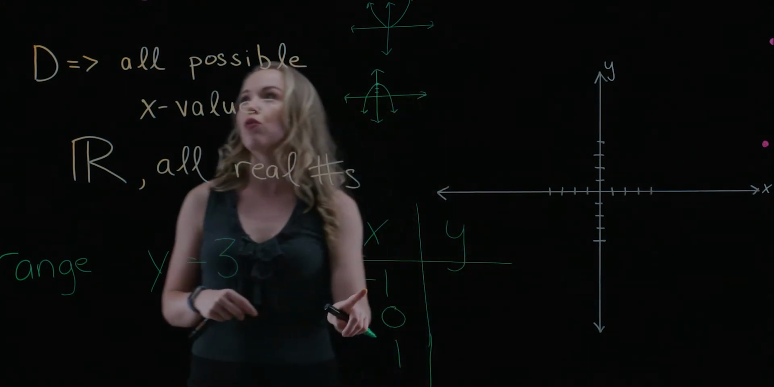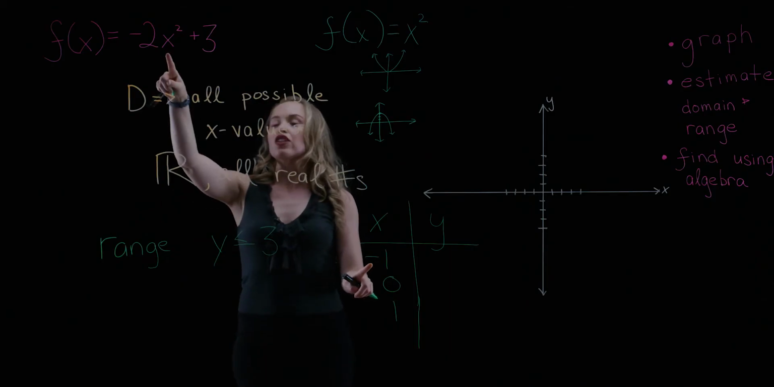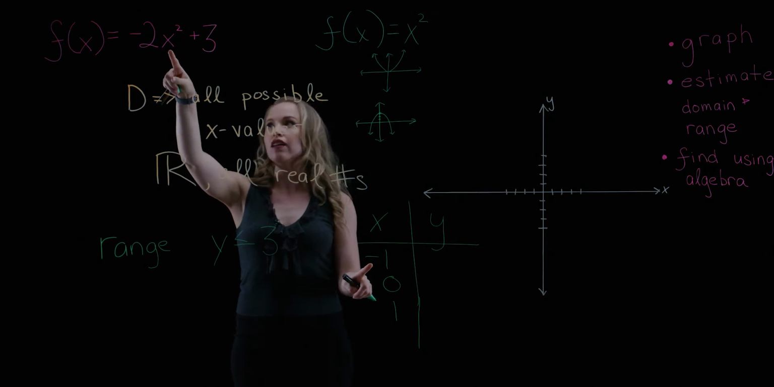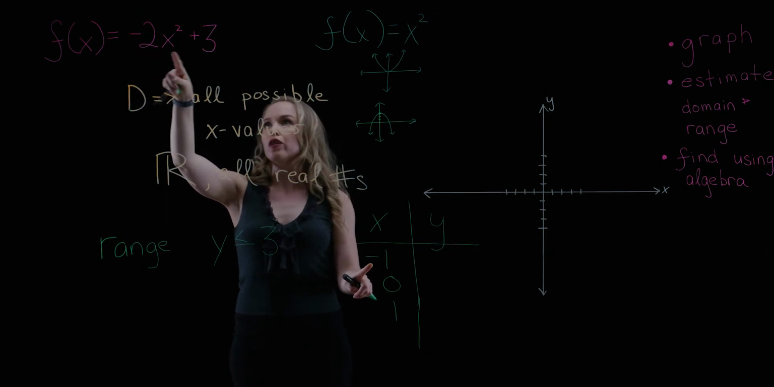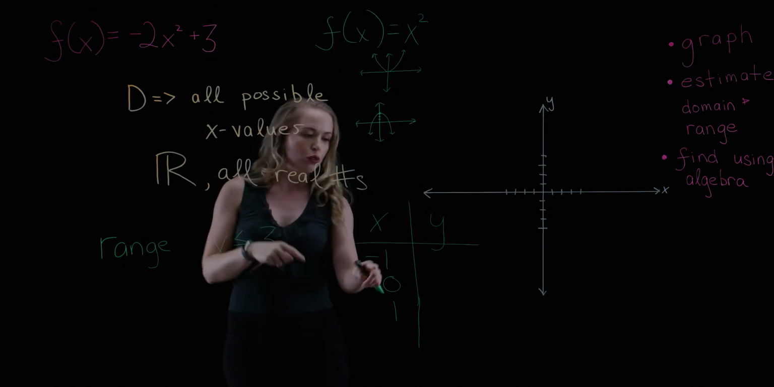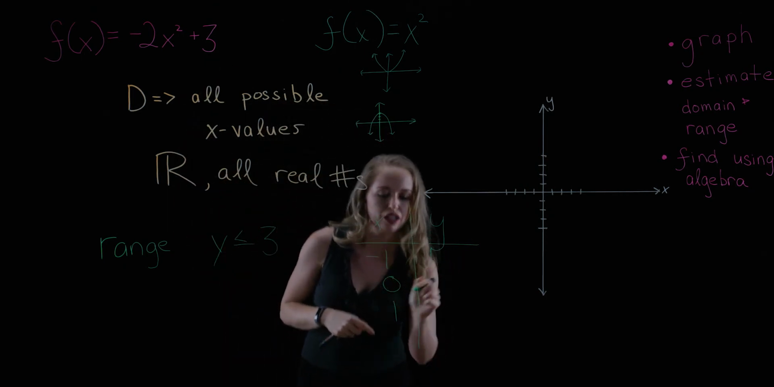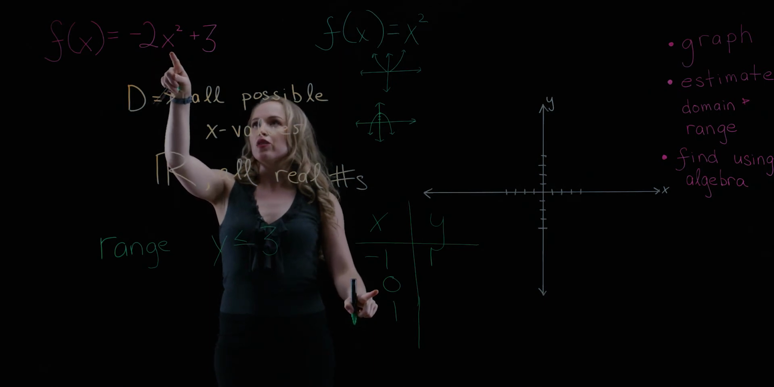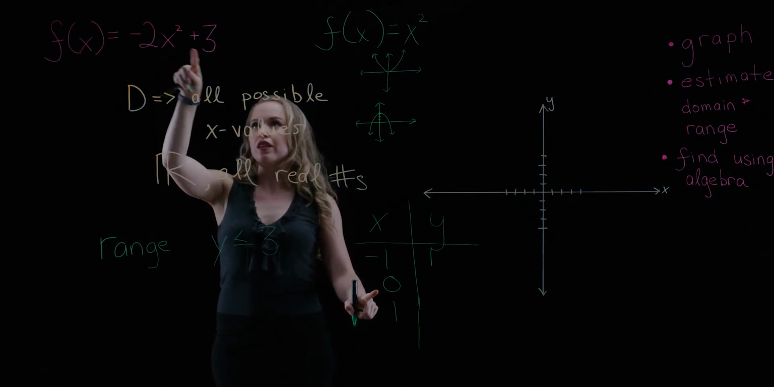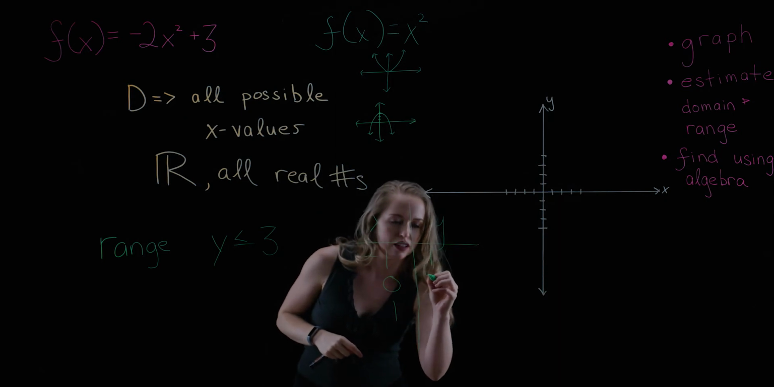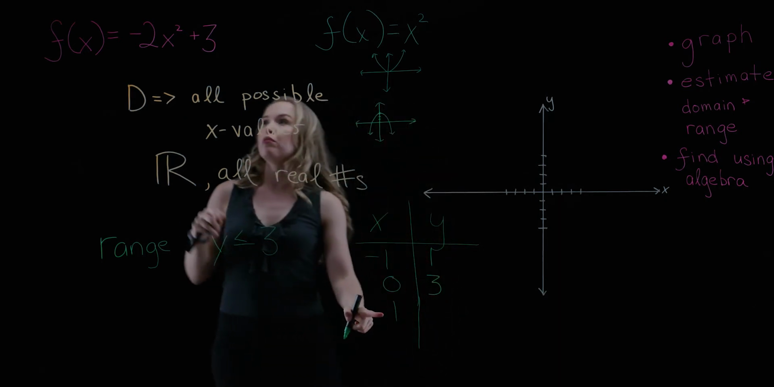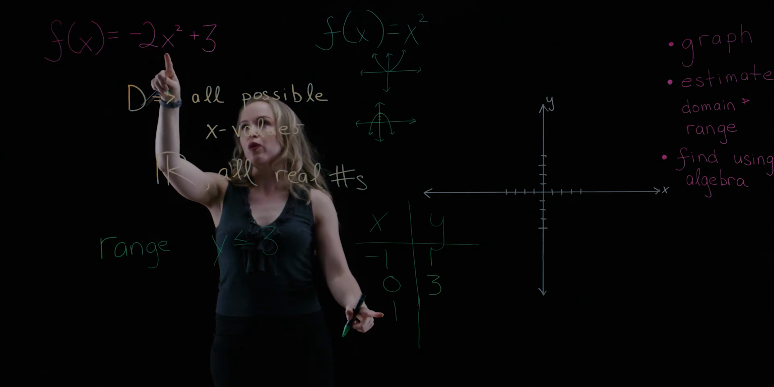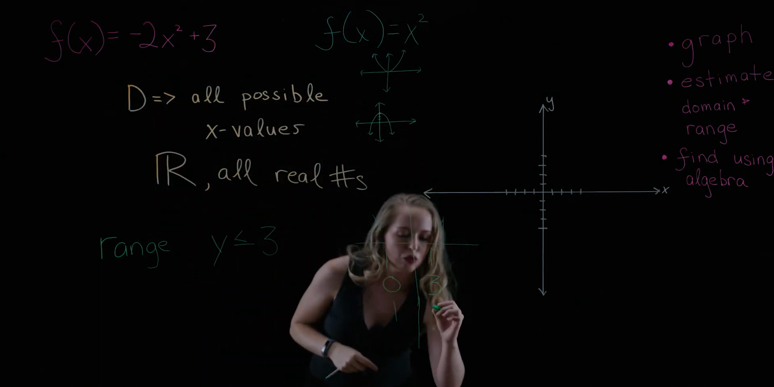So if x is -1, I come up to my function. -1 times -1 is a +1. This becomes -2 plus 3, which is a +1. I'm going to do the same for 0. I plug 0 in up here. 0 squared is 0. This becomes 0 plus 3. I'll plug in 1. 1 times 1 is 1. Negative 2 times 1, negative 2 plus 3, 1.